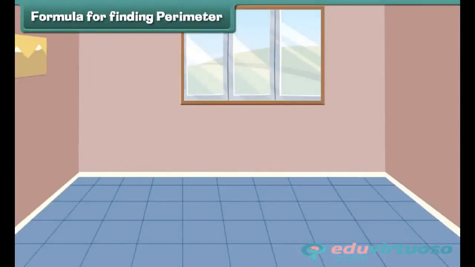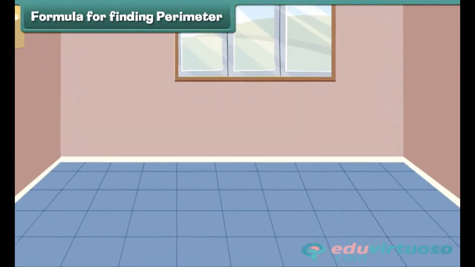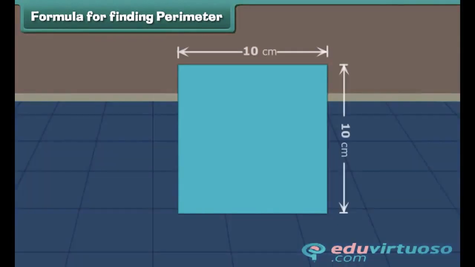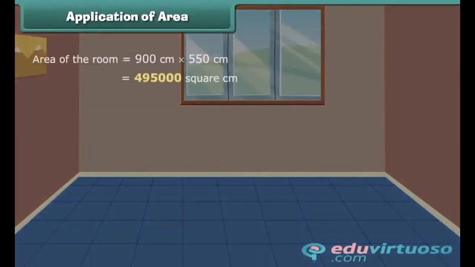This is a room of length 900 centimeters and width 550 centimeters. Rohan wants to change the tiles of the floor. If each side of the new tile is 10 centimeters, then how many tiles will be needed? Let us find the area of the room first. Area of the room is equal to the length multiplied by the width.